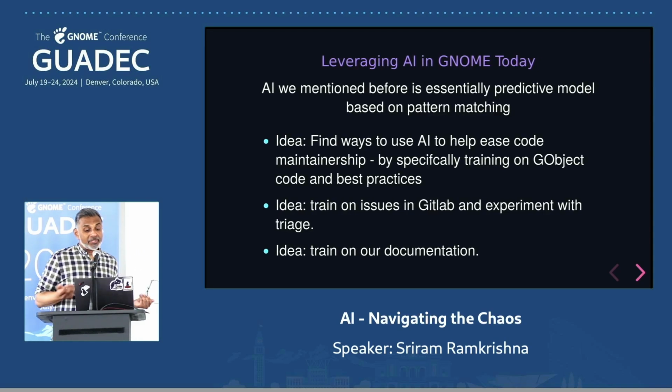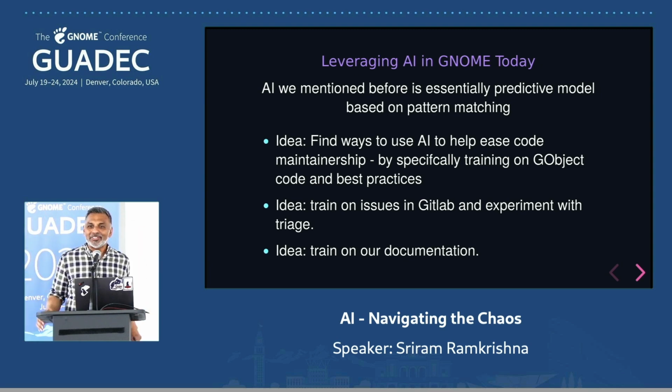Leveraging AI today, what makes sense, right? One idea is maybe to use AI to help ease code maintainership. One of the headaches we're going to get is that the upcoming generations are going to be used to using generative AI to at least start with code, let's say sample code. So what happens if the AI is generating the wrong code? And now they come in and say, hey, why is this thing not working? Well, you're doing it all wrong.